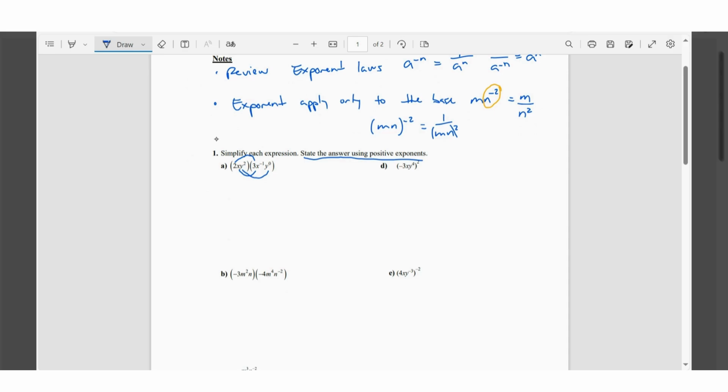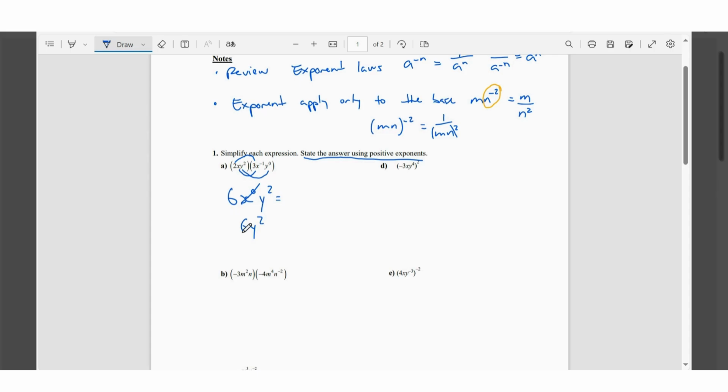They're being multiplied. 2 times 3 is 6. X times an x to the negative 1, we can add the exponents. So 1 plus negative 1 gives us x to the 0. And the y to the 2 times the y to the 0, so 2 plus 0 is y squared. X to the 0 is just 1, so we can leave this as 6y squared in its simplest form.